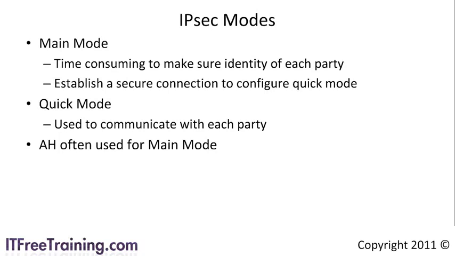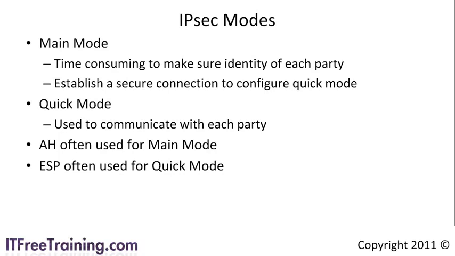AH does not support encryption, but this is not a problem since communication is not performed in main mode, only authentication. For quick mode, ESP is often used. ESP provides encryption for your traffic. Thus, main mode authenticates the two parties and transfers keys for quick mode. Quick mode is used to transfer data between the hosts using smaller keys and a weaker algorithm. Using this kind of system is a good compromise on performance versus security.